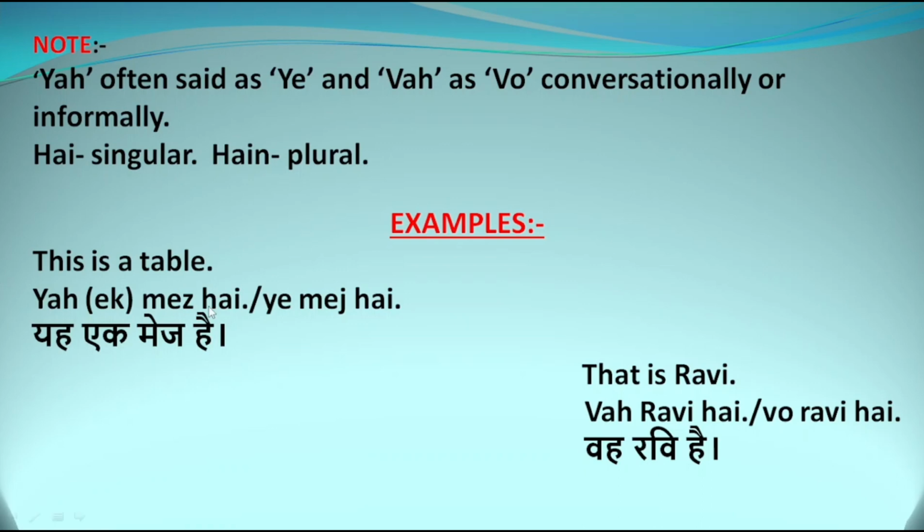We are using ye here, but it doesn't mean this is plural. This is conversationally what we say. So we will not say हैं here as plural. We will say only है. ये मेज है और यह मेज है. And you can include एक also. In books you will find this. So यह एक मेज है, यह मेज है और conversationally ये मेज है. This is singular, table, मेज. That is रवि. वह रवि है और conversationally वो रवि है, single.